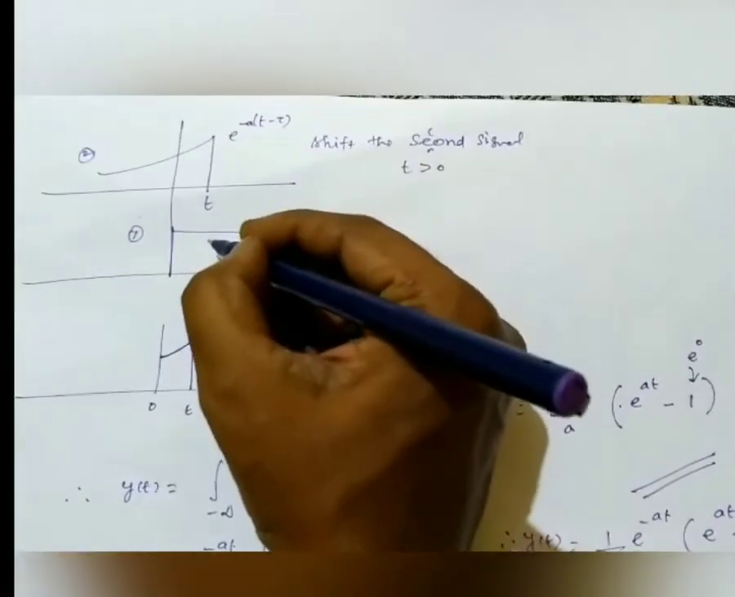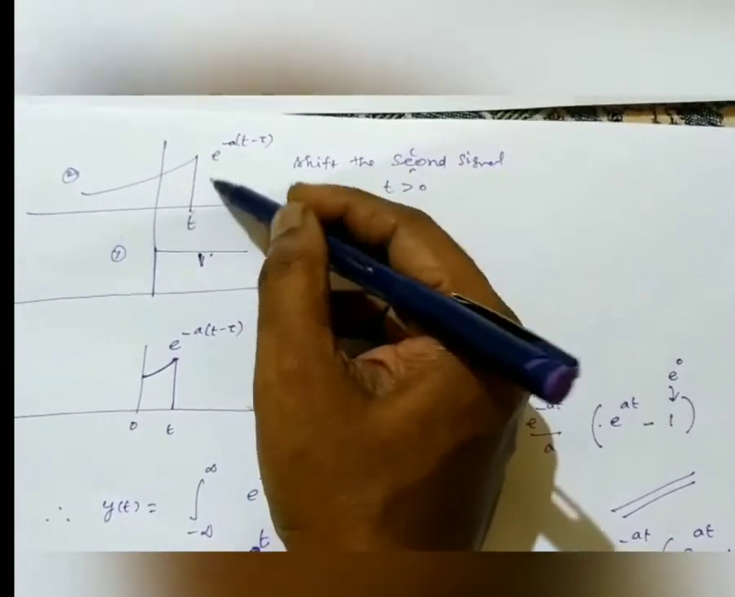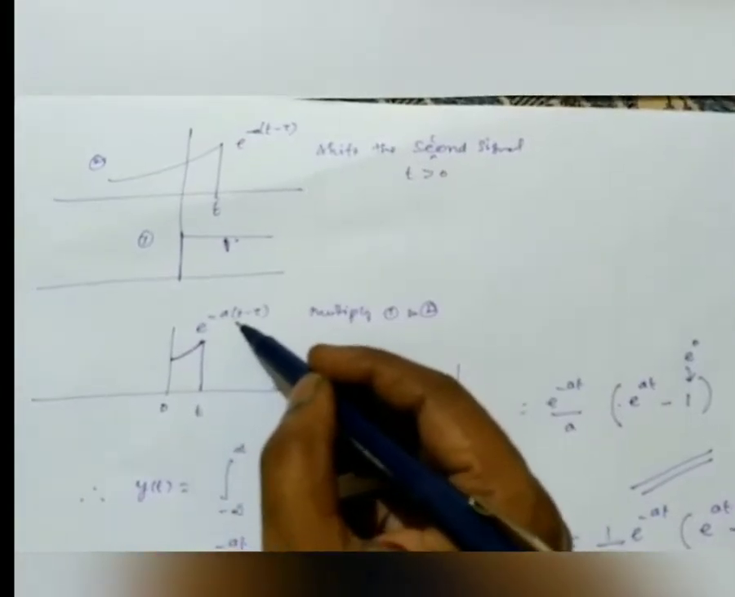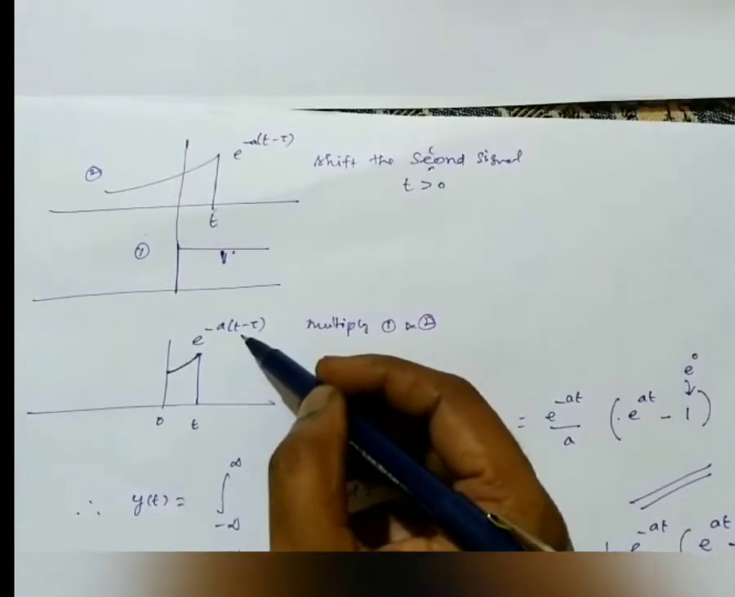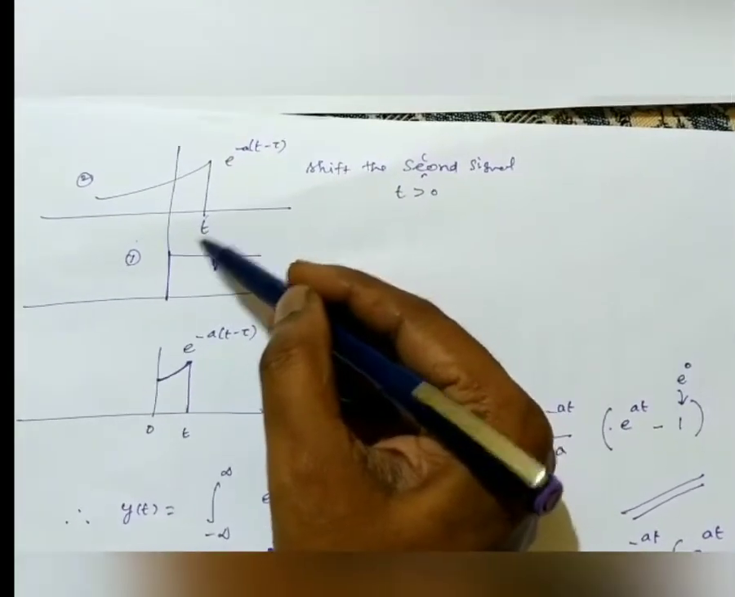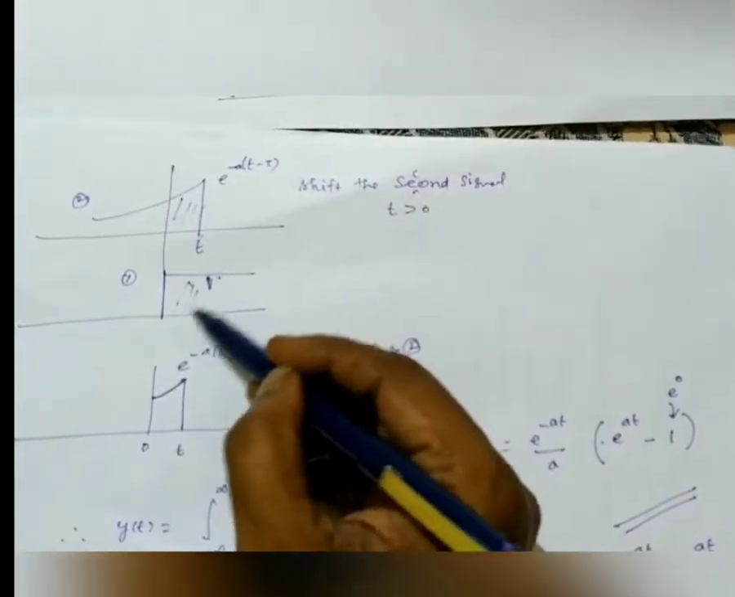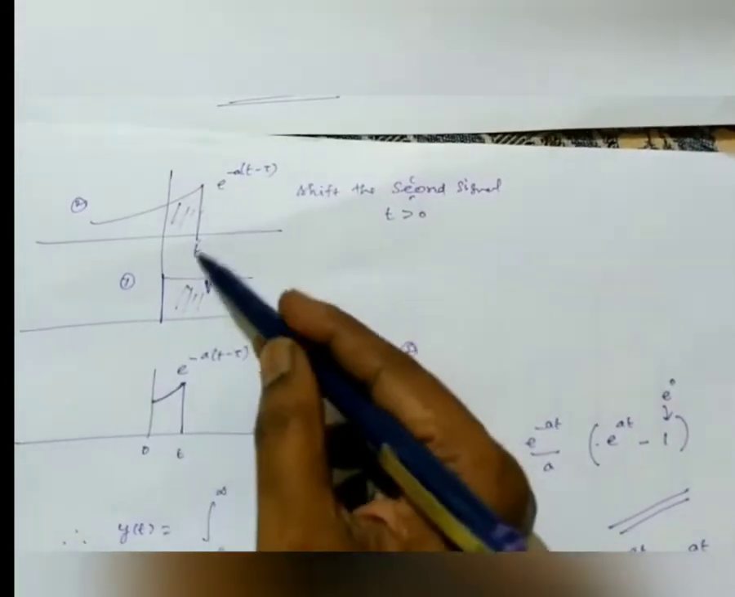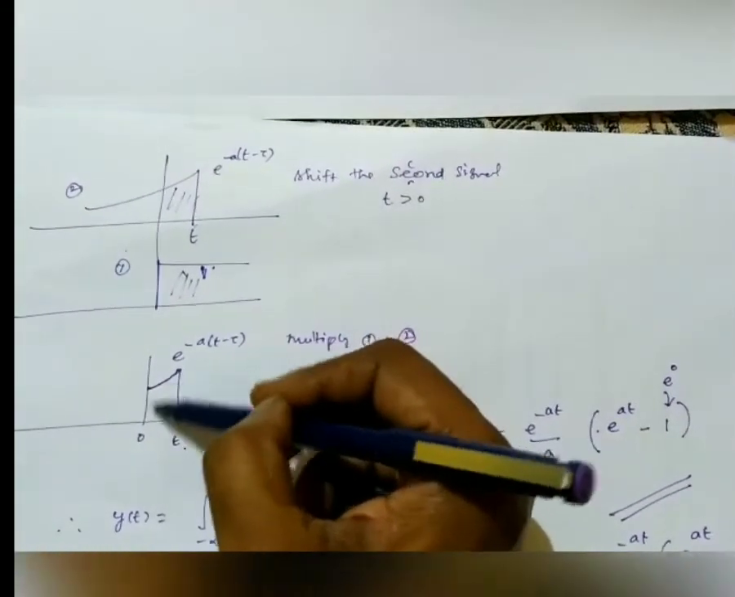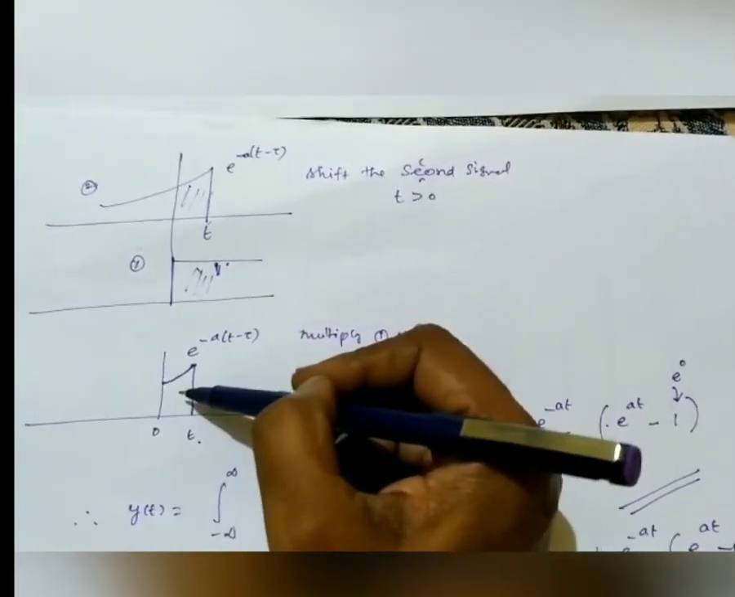When we multiply, this value is a step function, and its value is 1. So 1 multiplied by anything gives that same value, it is e power minus a of t minus tau. But this signal is available only up to the shifted value. When we multiply this signal and this signal, the output is available only up to t. So this is the signal. This is the fourth step, the multiplied output.